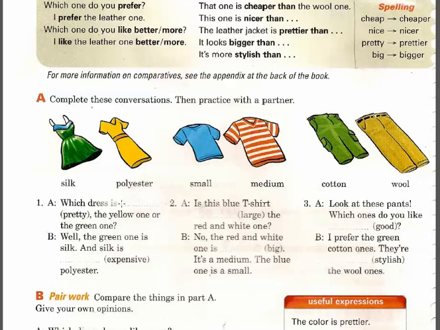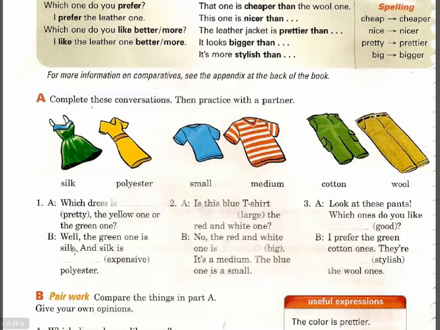Which dress is prettier, the yellow one or the green one? So we will use prettier because it is a comparison between two things. Okay, and we add IER because it ends in Y, and in this case we delete Y and add IER.